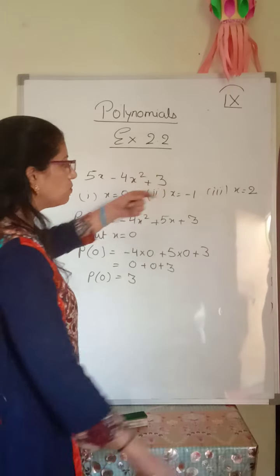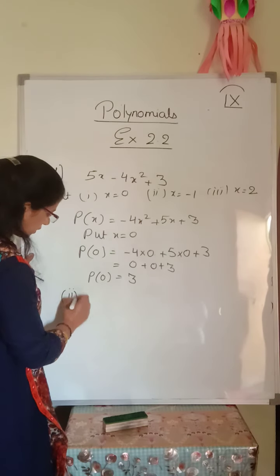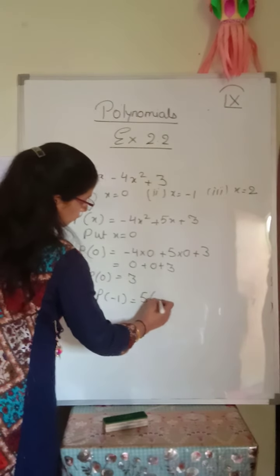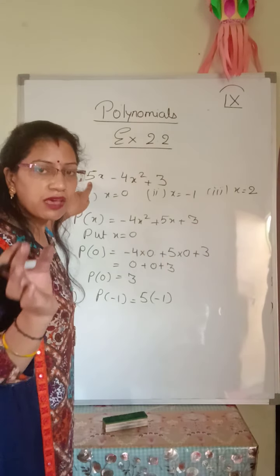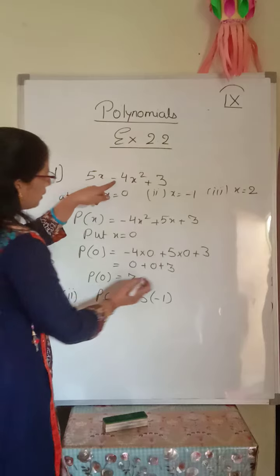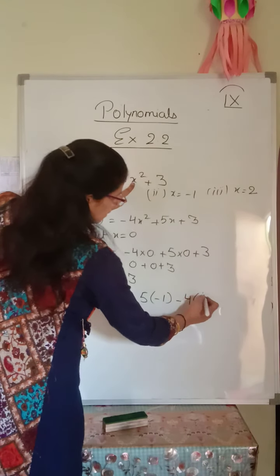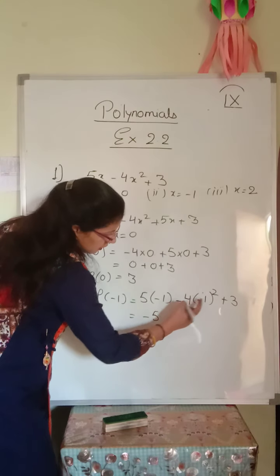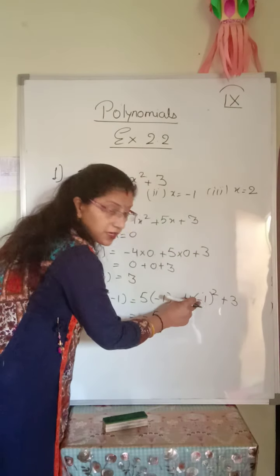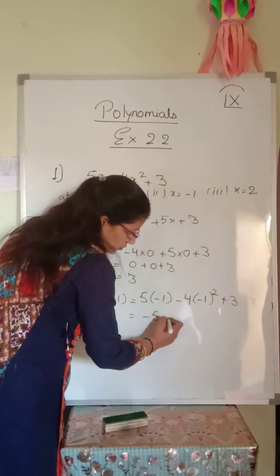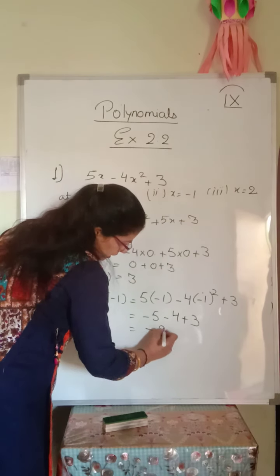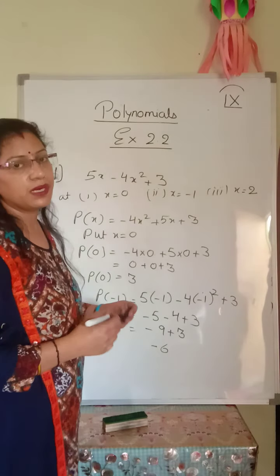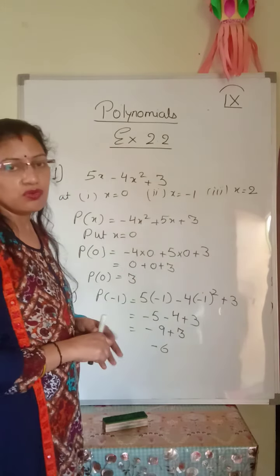Same way, second part, put x equal to minus 1. So what will we do? Whatever negative value we have, we always have to keep it in brackets. So 5 into minus 1, minus 4 into minus 1 square, plus 3. Minus 1 square, the power is even, so this value will become plus. So minus 5 minus 4 plus 3. That means minus 9 plus 3, minus 6. The value of this polynomial will become minus 6. Third part, in the same way you have to do on your own.